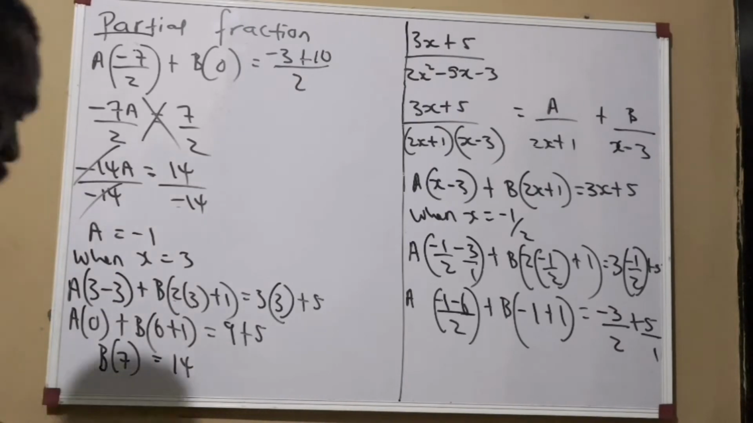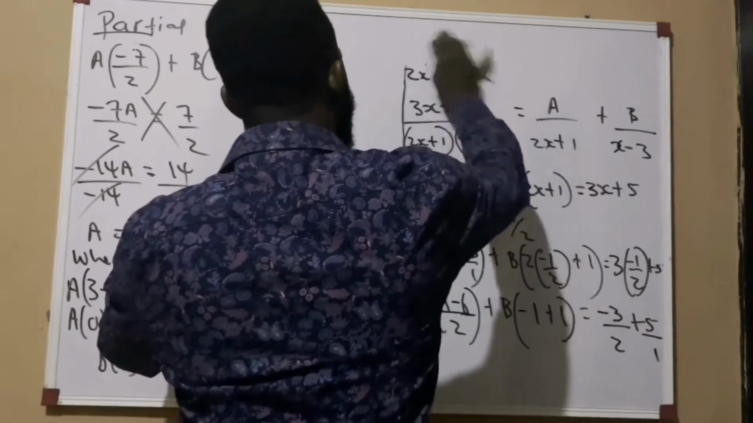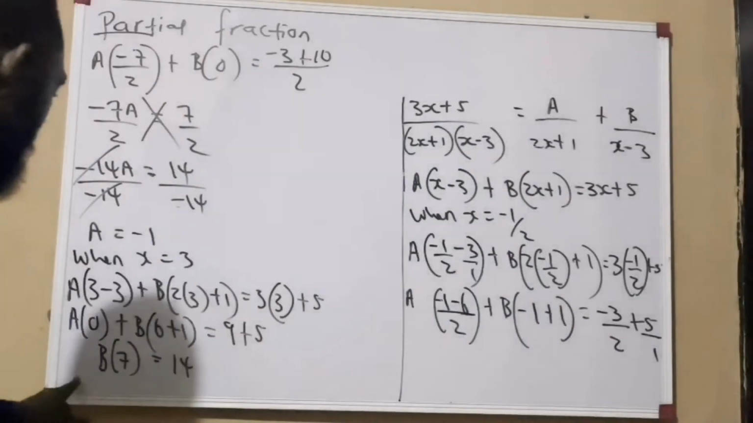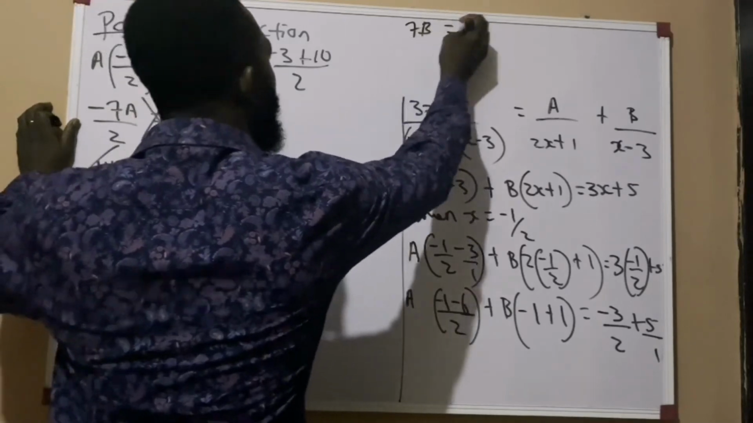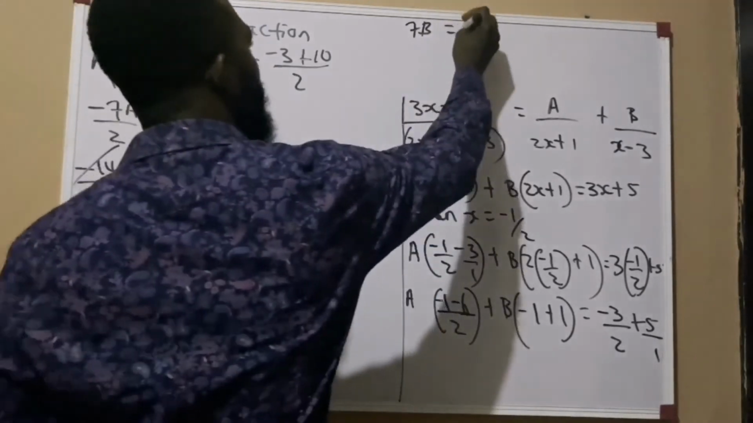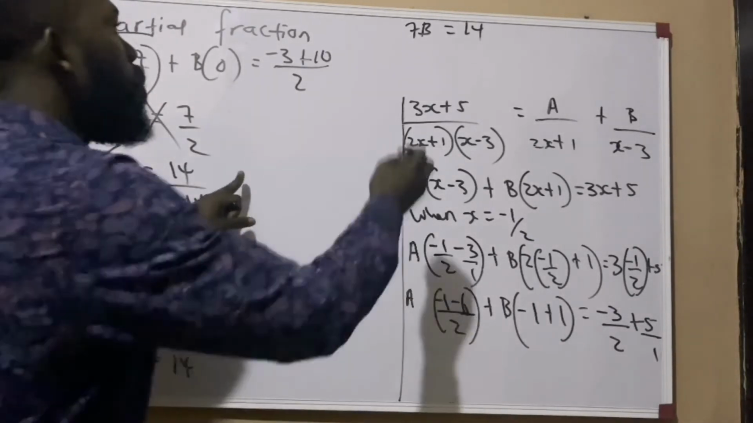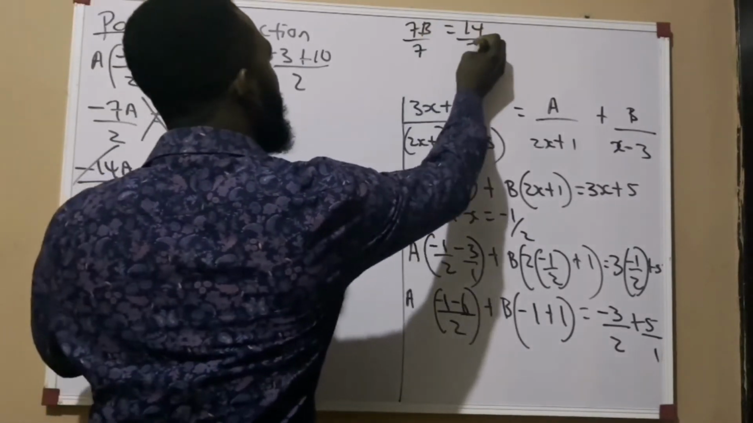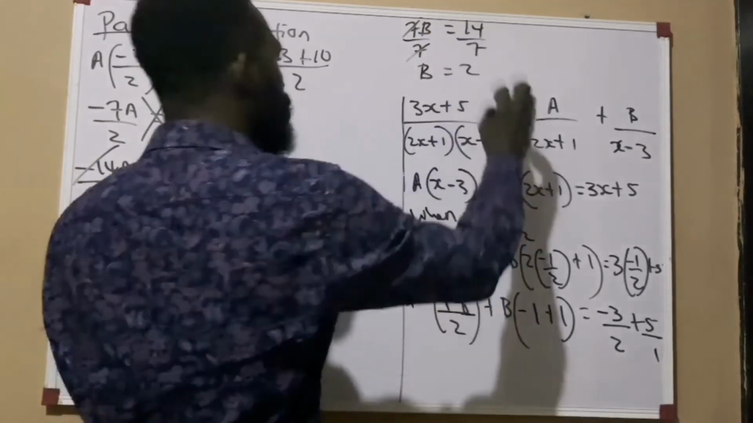Now, if we should open the bracket, we are going to get this. B times 7 gives us 7b is equal to 14. So what are we looking for, class? We are looking for B. Now to get B, we have to divide both sides by 7. Plus, if we divide both sides by 7, B is equal to 2.